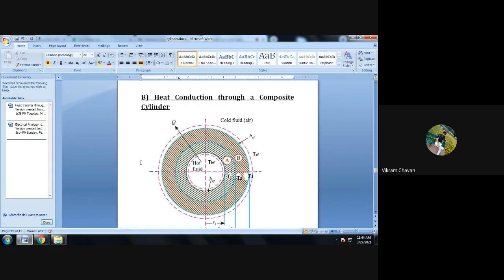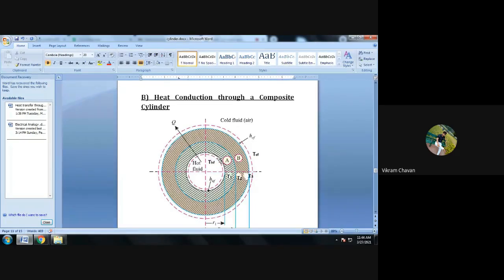Composite cylinder means what? There are two concentric cylinders, which are made up of different materials. Two different cylinders made up of two different materials, that is nothing but a composite cylinder. Here you can see this in this particular diagram.